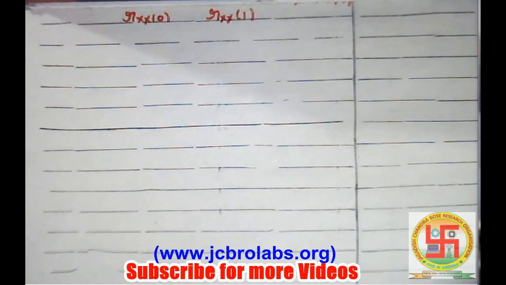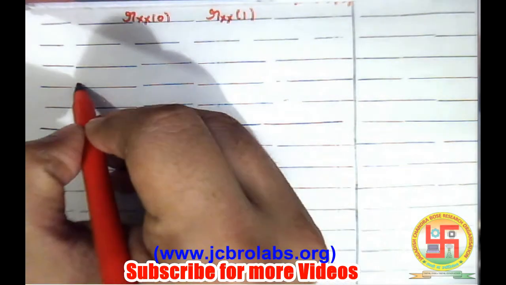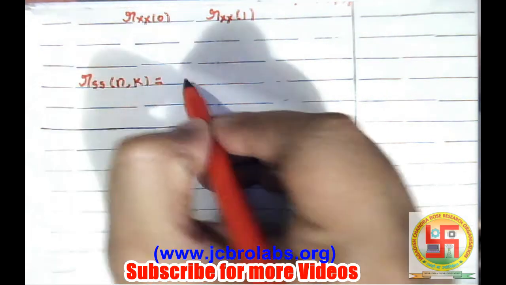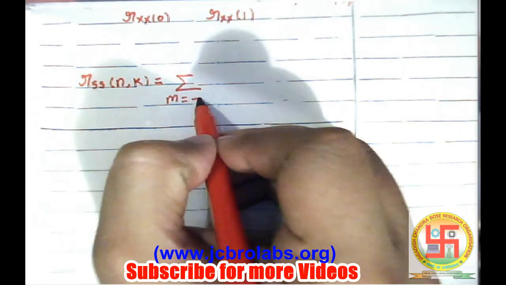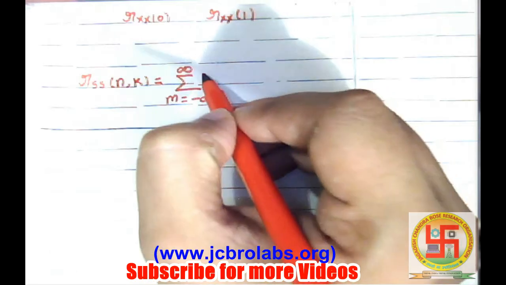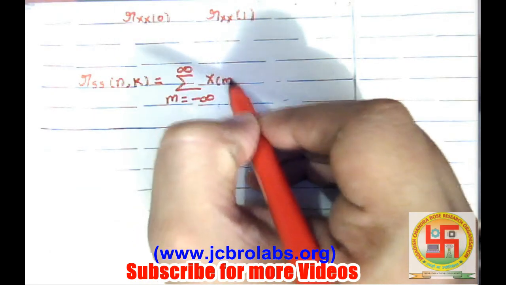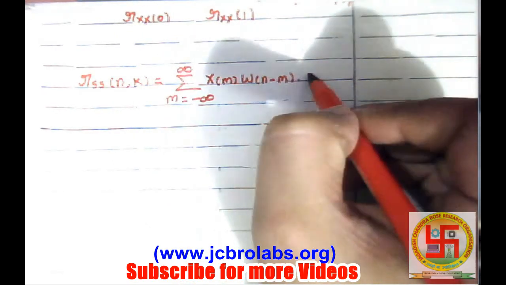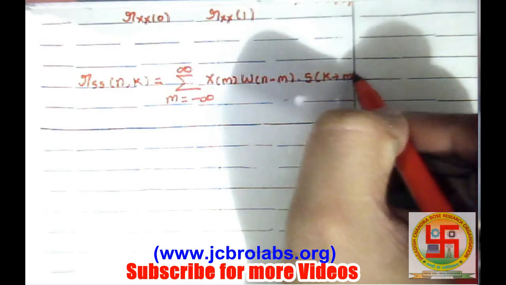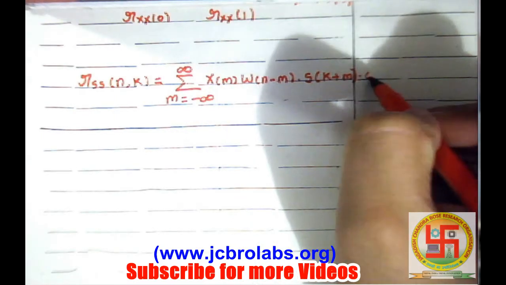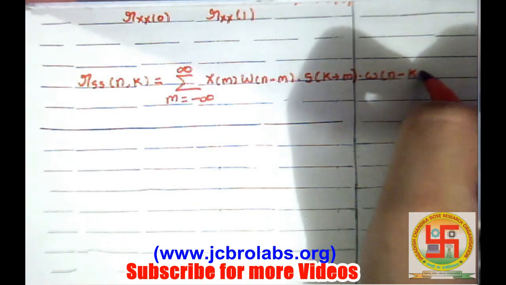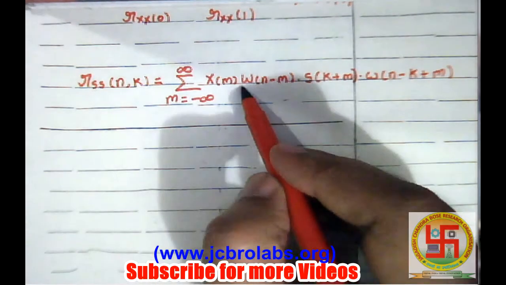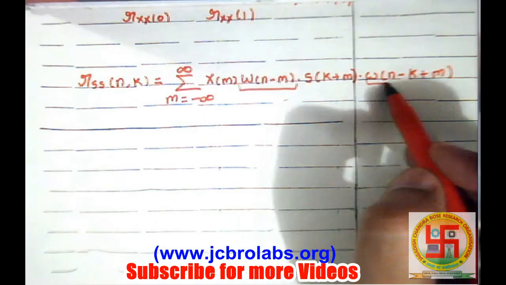It is quite easy to write a short-term autocorrelation. We apply a window function there. Rxx of k equals the summation over m from minus infinity to infinity of x of m into w of n minus m, into x of k plus m into w of n minus k plus m. This formula is similar to the previous one. The only difference is the extra terms w of n minus m and w of n minus k plus m.